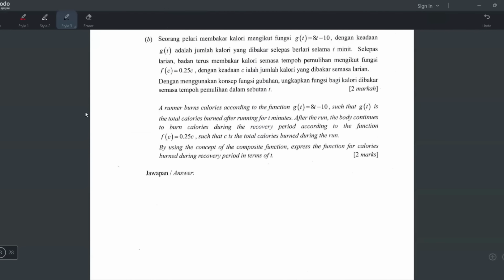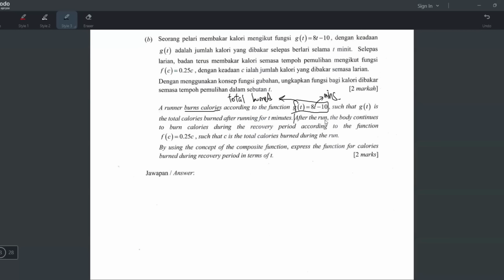Okay, B is still the same question, so it's still function, it's still fungsi. Okay, a runner burns calories according to this function. So this is the function for burning calories. Okay, alright, such that g(t) is the total calories burned after running 40 minutes. Oh, I think this is important. So g(t), let's write down. What is g(t) represents? Total calories burned. So I'll just write here total burn. Just tulis short form lah. After running 40 minutes. Okay, so the t is the time, right? But kalau dia ada bagi unit, better kalau you tulis unit. It would be better if you just write the unit minutes.